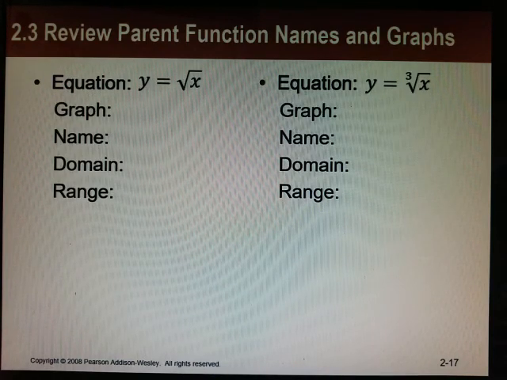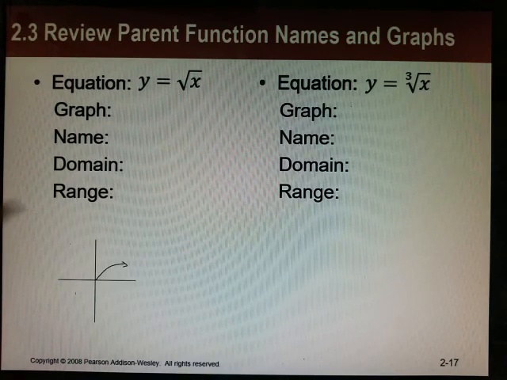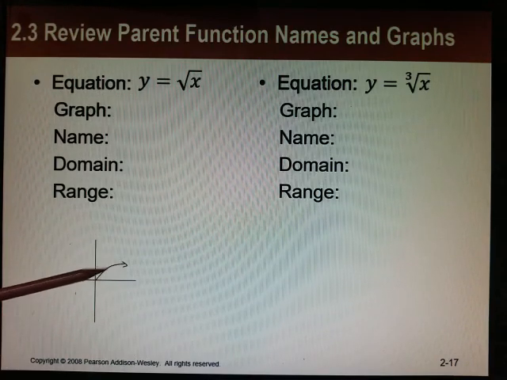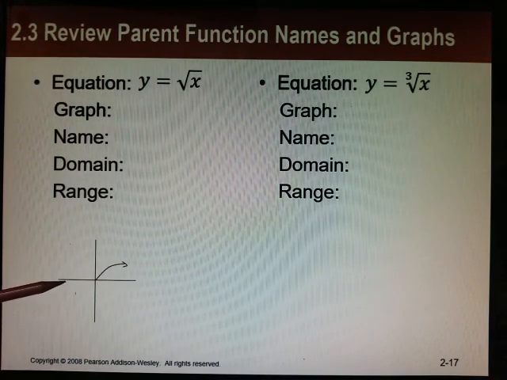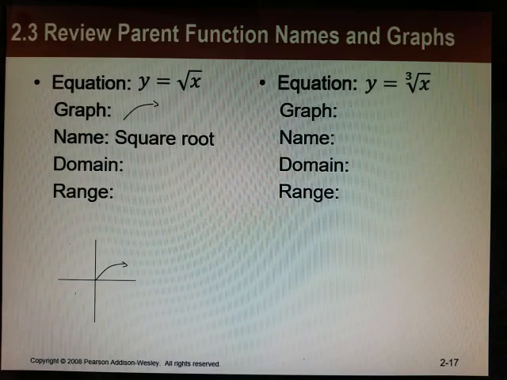2 more graphs. So y equals the square root of x. So again, pause your video, try to make the graph. All right, so square root of x. Square root of 0 is 0, square root of 1 is 1, square root of 4 is 2. Square root of negative 1 is imaginary. Square root of negative 4 is imaginary, so I don't have any graph over here. The graph of that was this here. The name of it's square root.